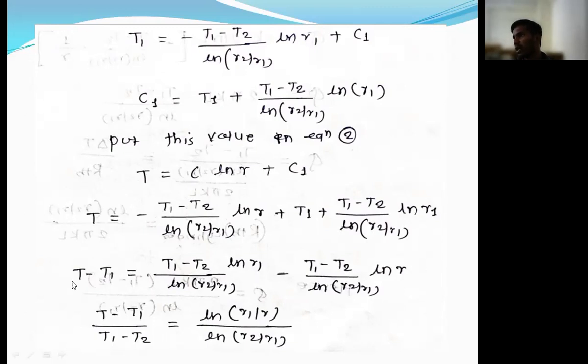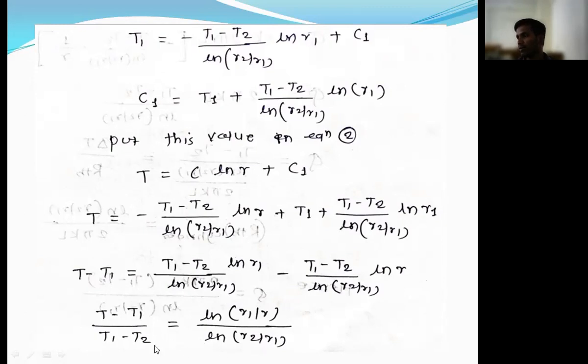Then see what we did here. This is T minus T1, and after that this T1 minus T2, which is common, we took to the right side, so it went to the denominator. Okay, so ln of R1 by R, that is what is in the bracket: ln R1 minus ln R becomes ln R1 by R, and what is the denominator, ln R2 by R1. Did you understand? From these two equations this term is common. ln R1 minus ln R is ln R1 by R. This ln R2 by R1 is there, and this T1 minus T2 we have taken to the left hand side, so it becomes the denominator.